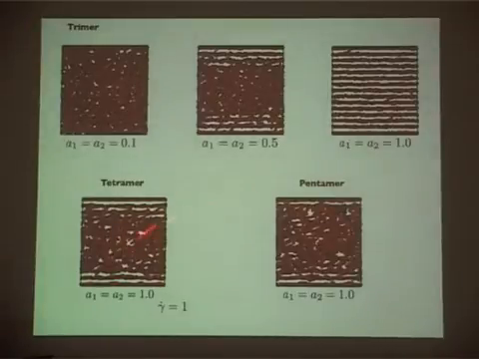So for the same shear rate, and for the same interaction strength, that is 1 for that, you need a higher shear rate to get layering in the tetramer and pentamer. As you go from trimer to tetramer, you need a higher shear rate to get the layered structures.